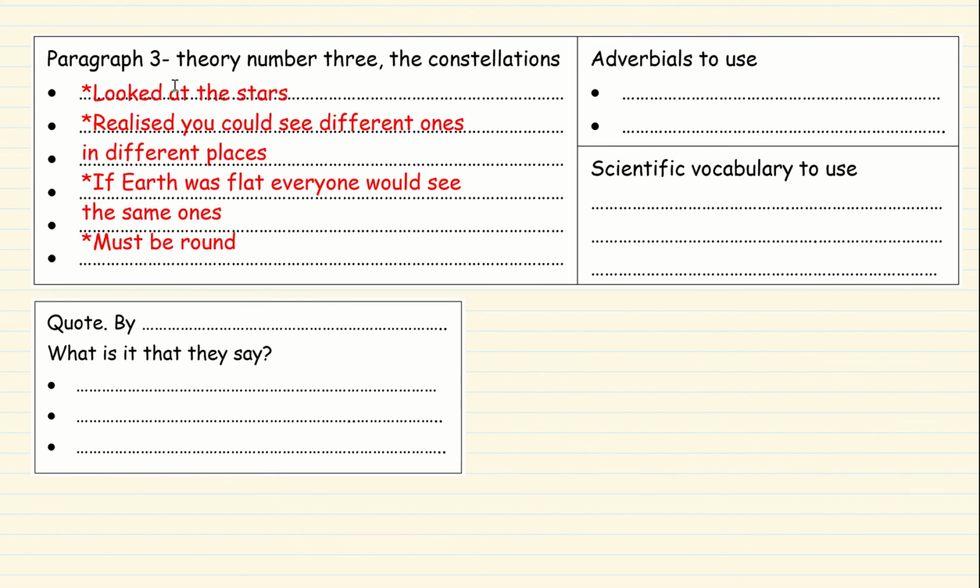Right, I've looked at the stars because obviously he wouldn't have come up with this theory looking at his kitchen table, so he'd have had to have looked at the stars to have realised this. And he realised you could see different ones in different places. If the Earth was flat, everyone would see the same ones. Must be round. Okay, so that's the order that I'm going to be writing it in.